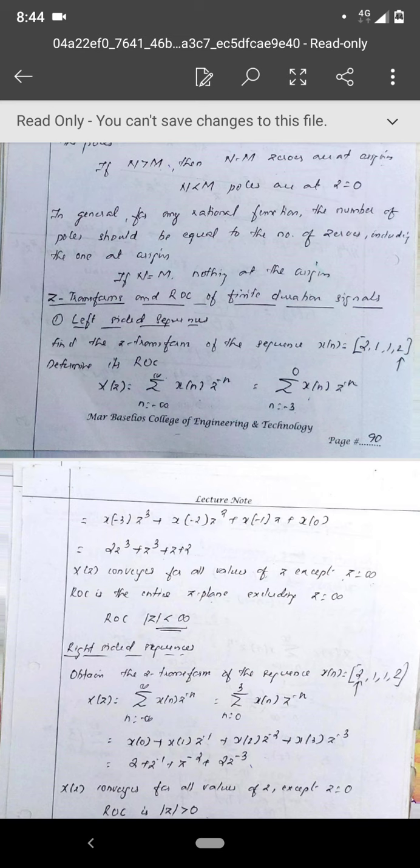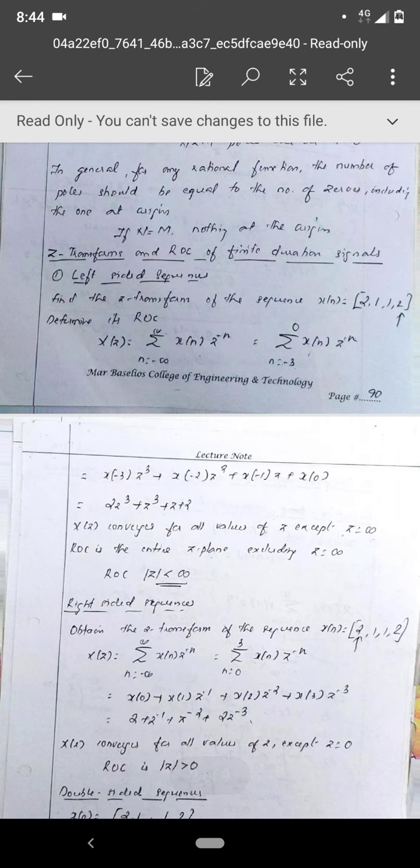So what is the meaning of that? That 2 is at position 0. At n is equal to 0, you have the value 2. All the numbers to the left of that pivot are at negative positions. That is, 1 is sitting at minus 1, 1 is sitting at minus 2, and the first 2 is sitting at minus 3. So you can tell that the sequence starts from minus 3 and extends up to 0. Nothing after 0 and nothing below minus 3.